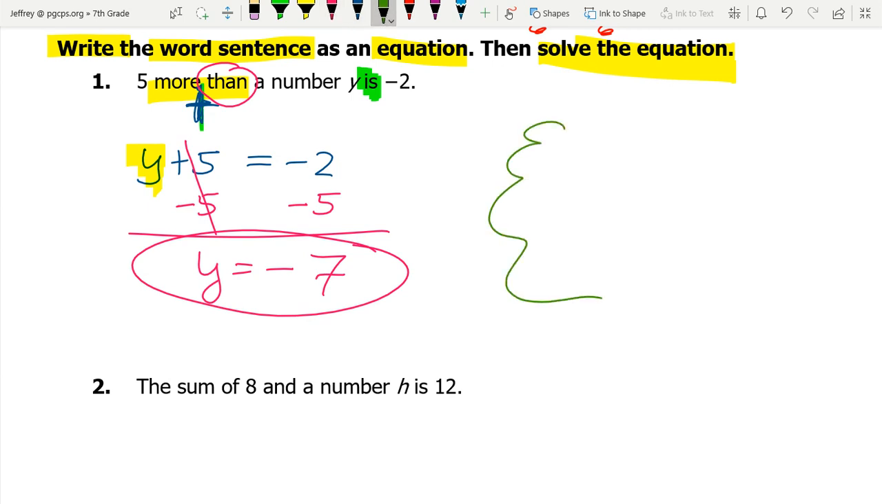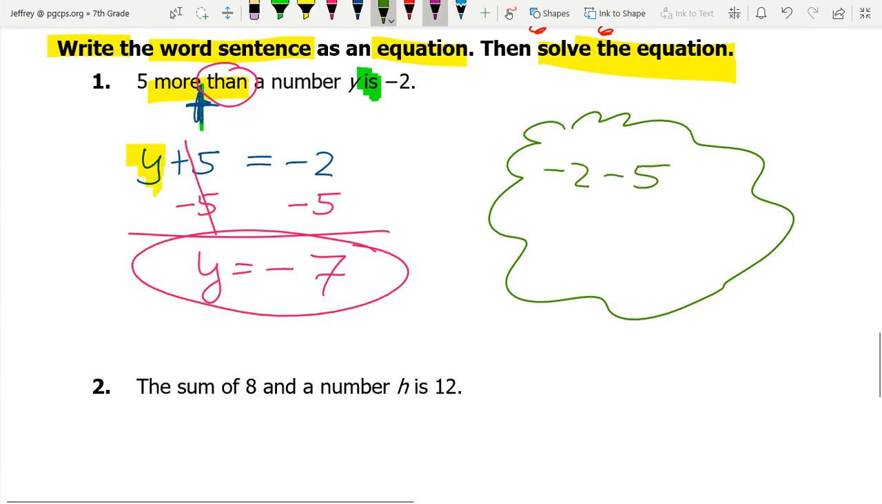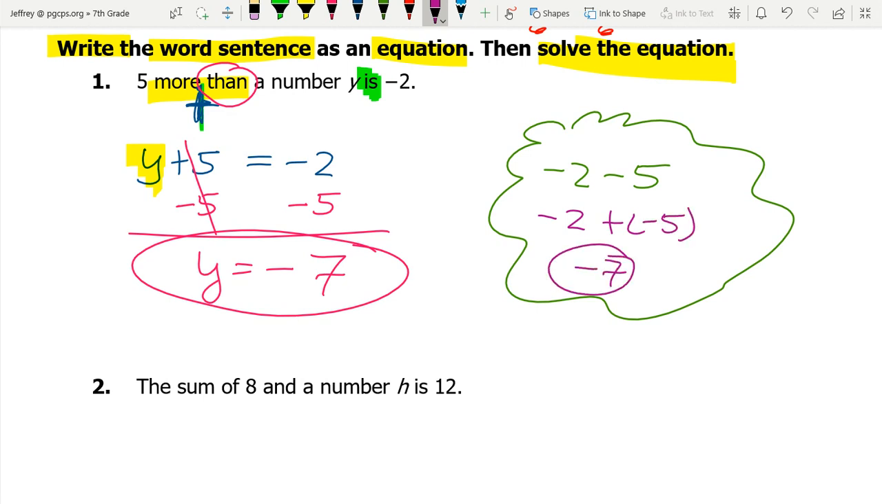Now, if you're wondering why, this is why. -2 minus 5 is the same thing as saying -2 plus -5. So we're adding both negatives, so it's going to be -7.